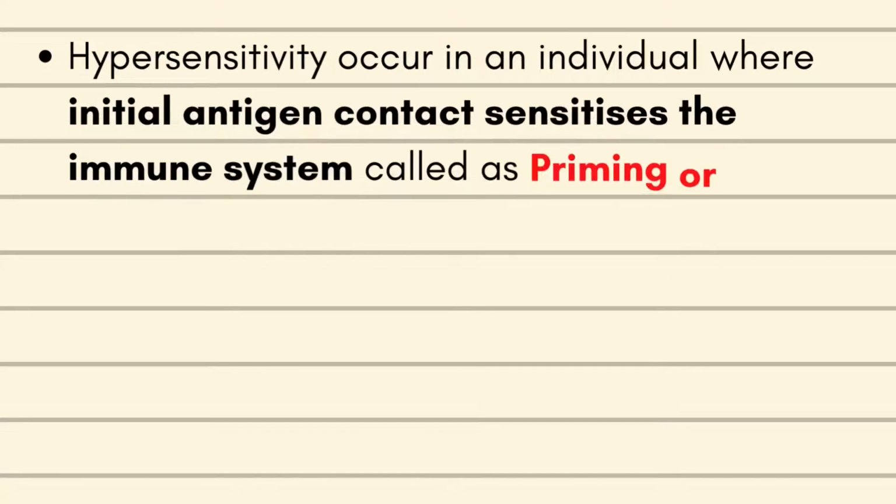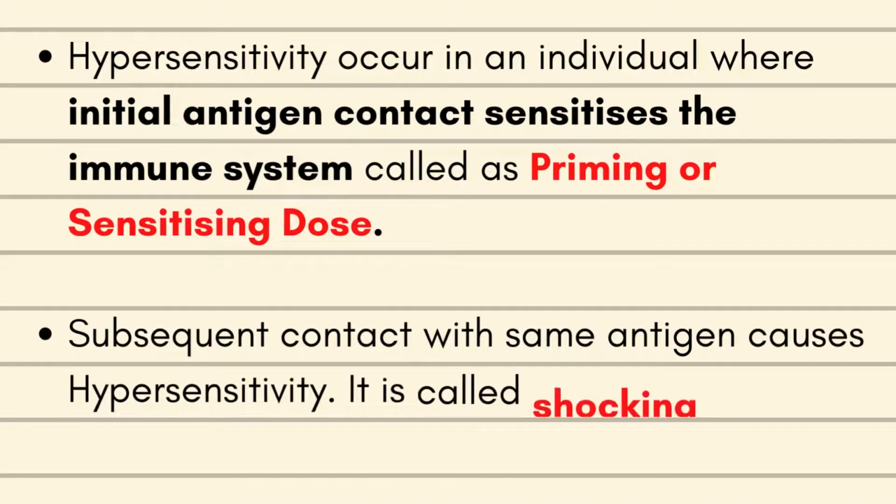This hypersensitivity reaction occurs in an individual who gets exposed initially to the antigen. The initial antigen contact will sensitize the immune system, and this is called the priming or sensitizing dose. While the subsequent contact with the same antigen or a similar antigen can cause the hypersensitivity reaction, and it is called the shocking dose.